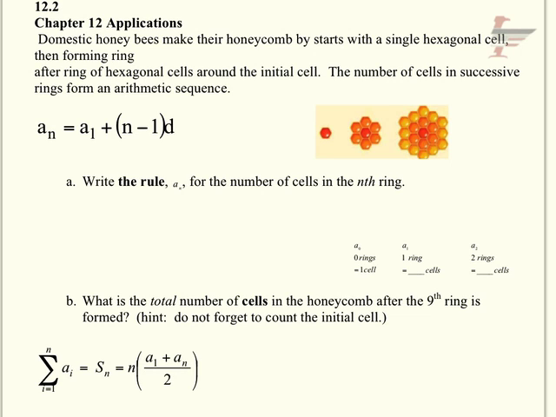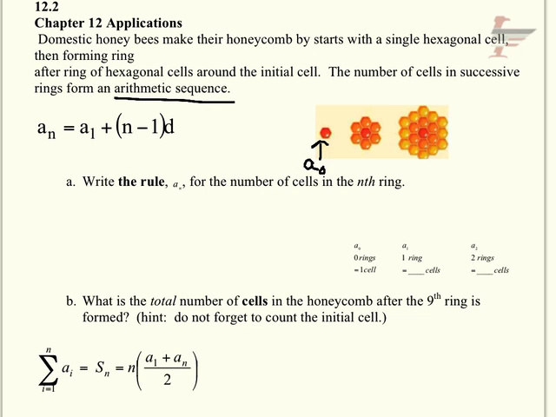Alright, I'll go through this one a little quicker. Domestic honeybees make their honeycomb that starts with a single hexagon cell, then forming a ring after ring of hexagon cells around the initial cell. The number of cells in successive rings form an arithmetic sequence. Okay, so dead giveaway. This is one of your homework problems too, by the way. So here's my initial cell, which is really not a part of my sequence, so like a sub 0. And then you can see that it's forming 6 cells around that initial, and then it's forming 12 more around that previous 6.